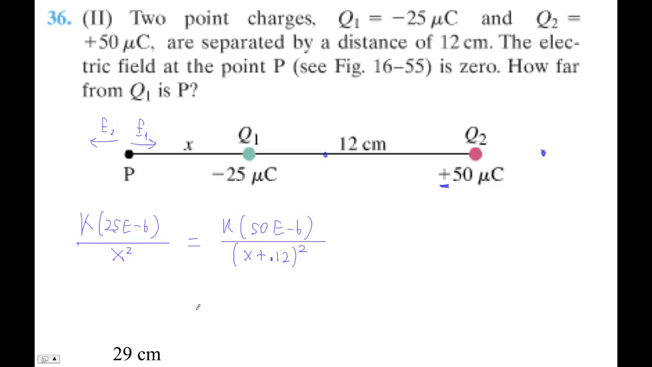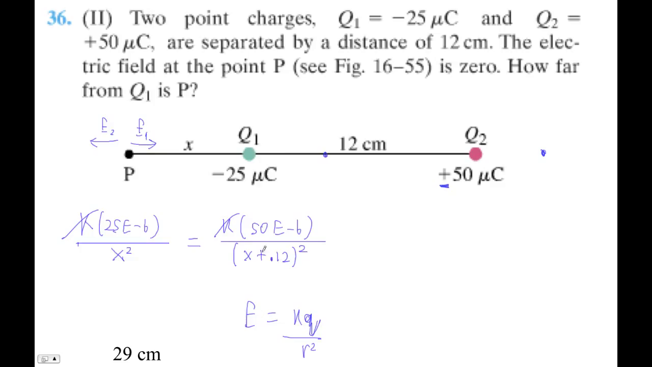squared, okay? So the formula for electric field is KQ over R squared. So this is KQ over R squared, so R would be this, right? KQ over R squared. Now, obviously, the K will cancel out, and we don't need to worry about that.